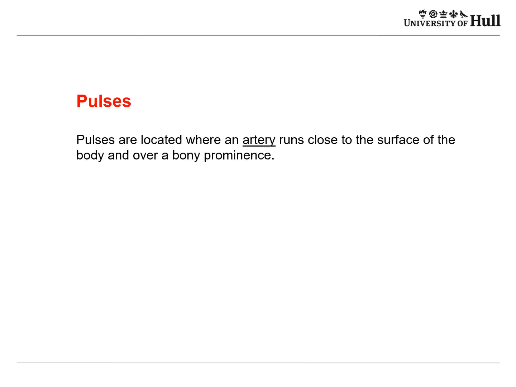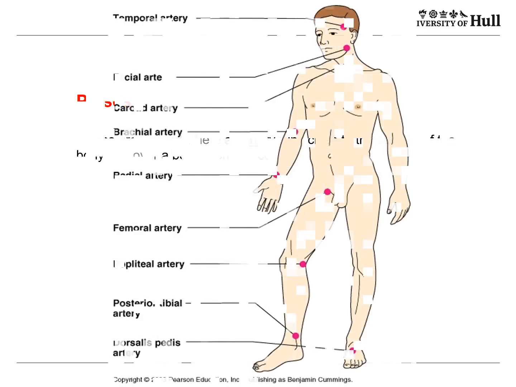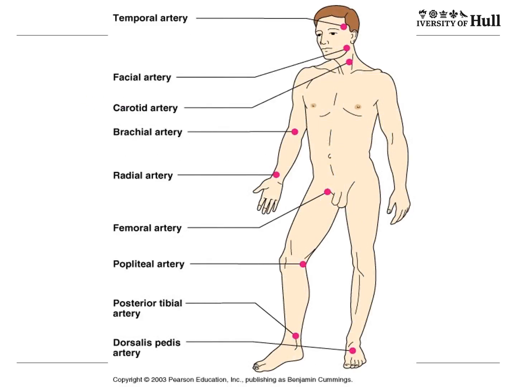One of the external manifestations of the cardiovascular system are the pulses, and of course these are also used diagnostically. Pulses are located where an artery runs close to the surface of the body over a bony prominence. And there are many places where you can feel pulses.